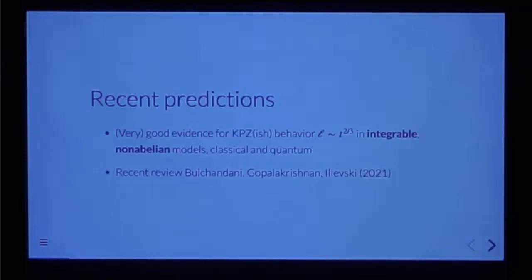I just want to go over some of the more recent predictions that we've seen in the last few years. I would say there's now very good evidence, numerical, theoretical arguments of the kind Sarang gave, and experimental as well, as he told us at the end, for KPZ-ish scaling behavior, where distance scales like time to the 2/3 instead of time to the 1/2 for diffusive systems. This seems to be special to integrable non-abelian models in one dimension. It could be classical or quantum. And he mentioned this recent review that he's written with 2 other people, which summarizes the state of the art from a couple of months ago.